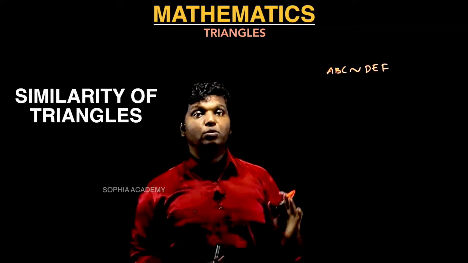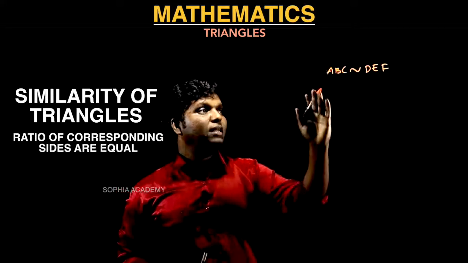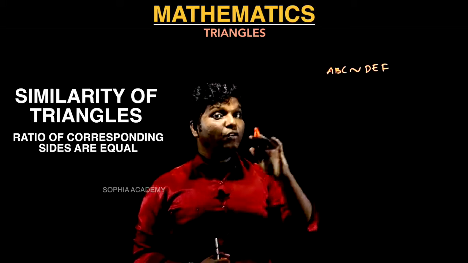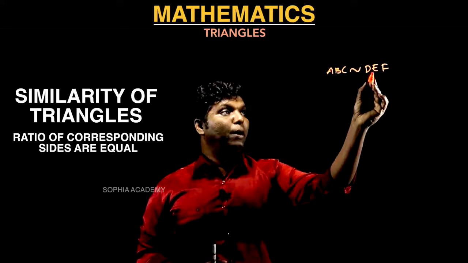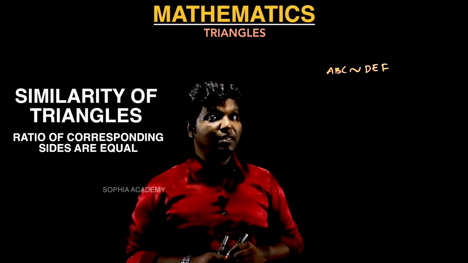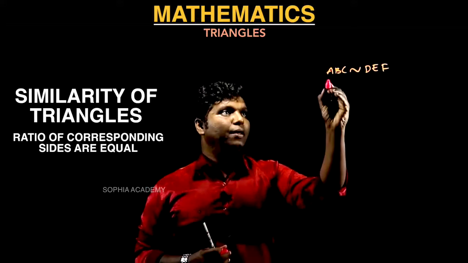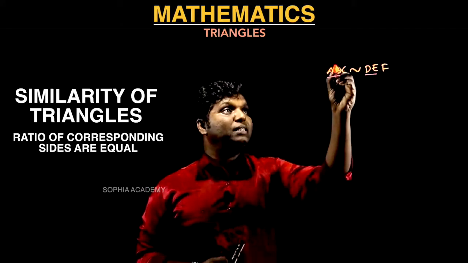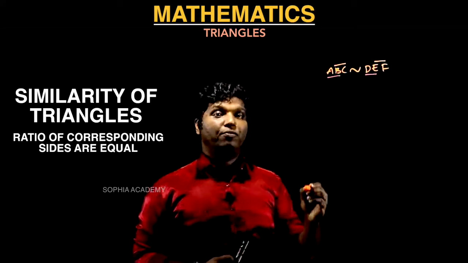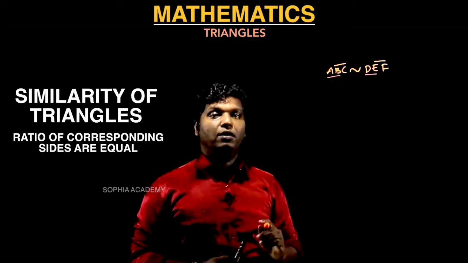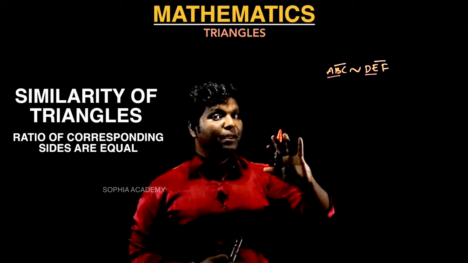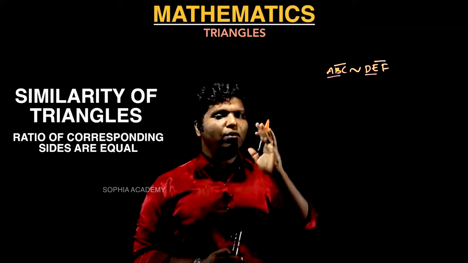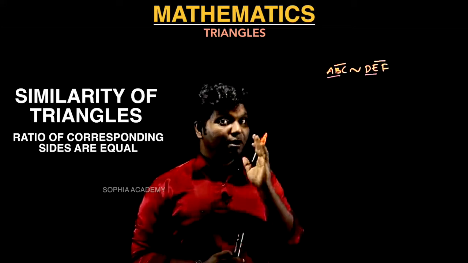If two triangles are said to be similar, it means that the ratio of corresponding sides should be equal. That means AB by DE: if you take the first side AB, the corresponding side is DE. What about the other one, BC? The corresponding side is EF. What about AC? It is DF. So all three pairs of corresponding sides of these two triangles will have the equal ratio. The corresponding sides will be in the same ratio. Keep that in your mind.